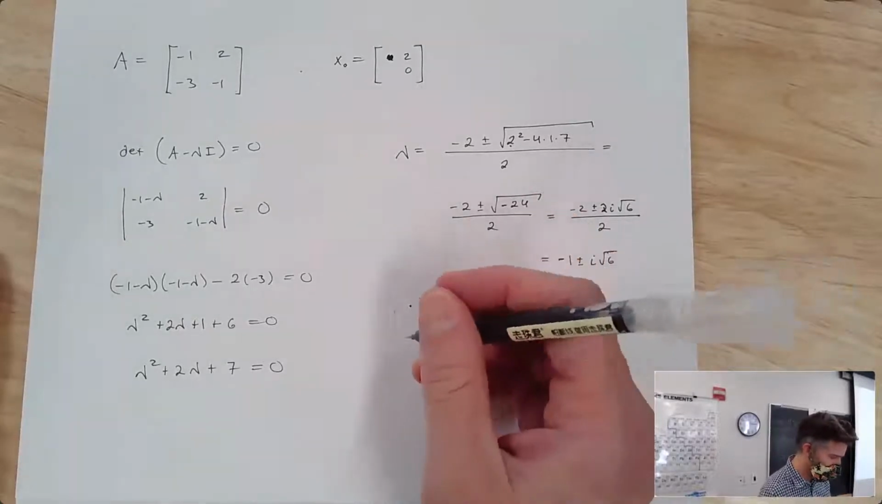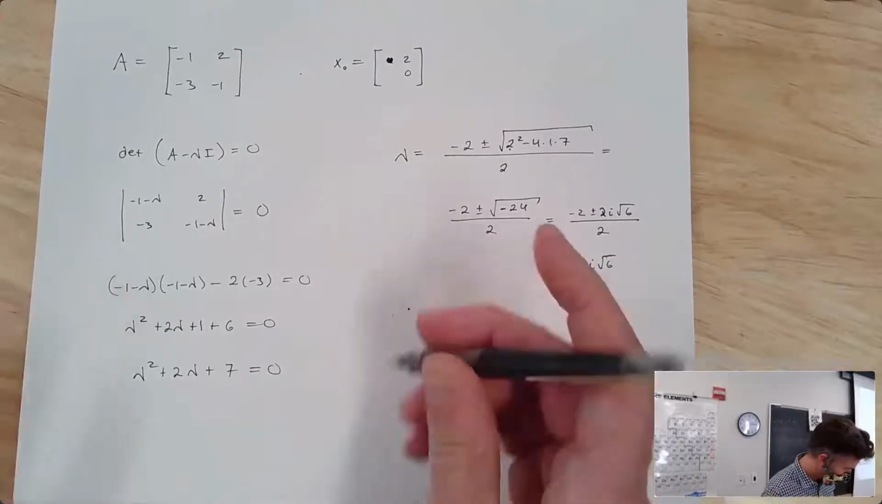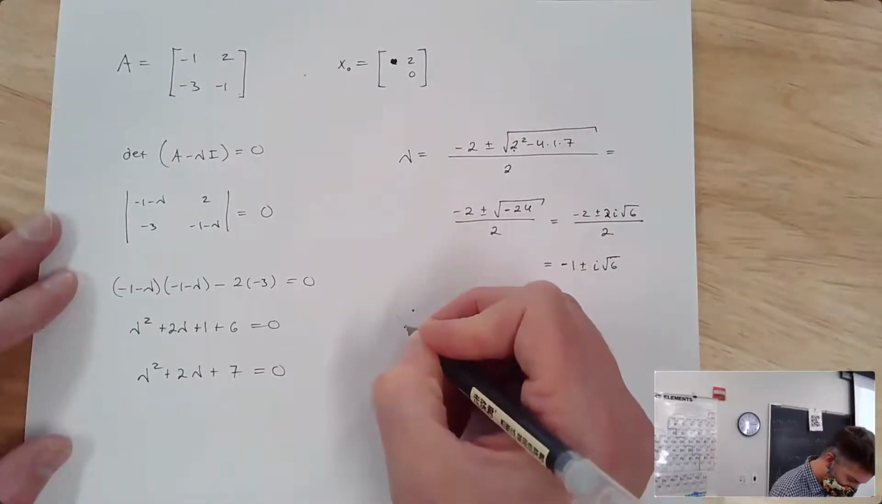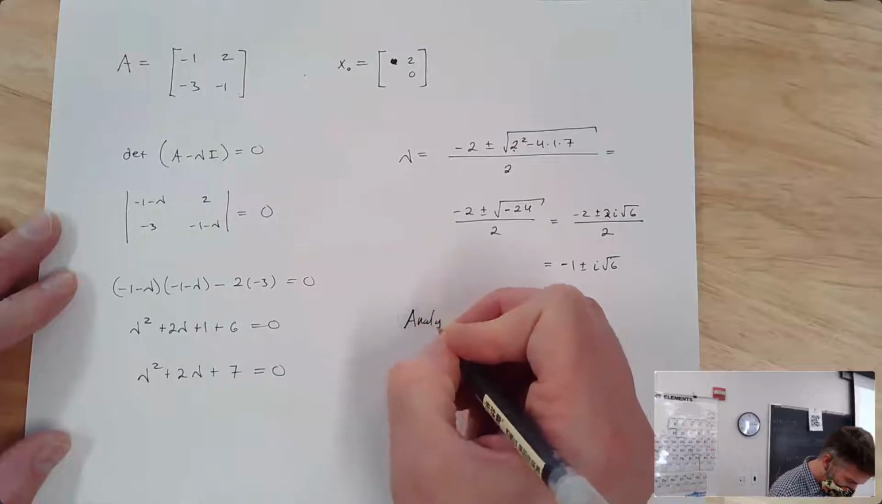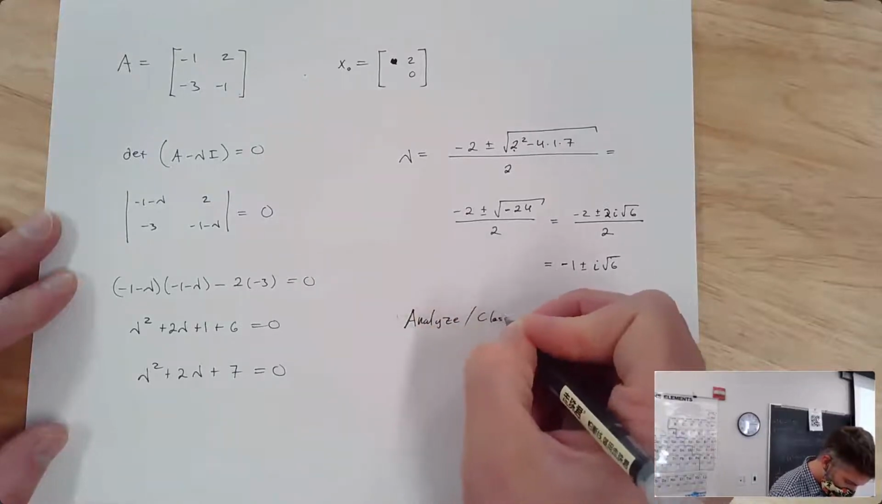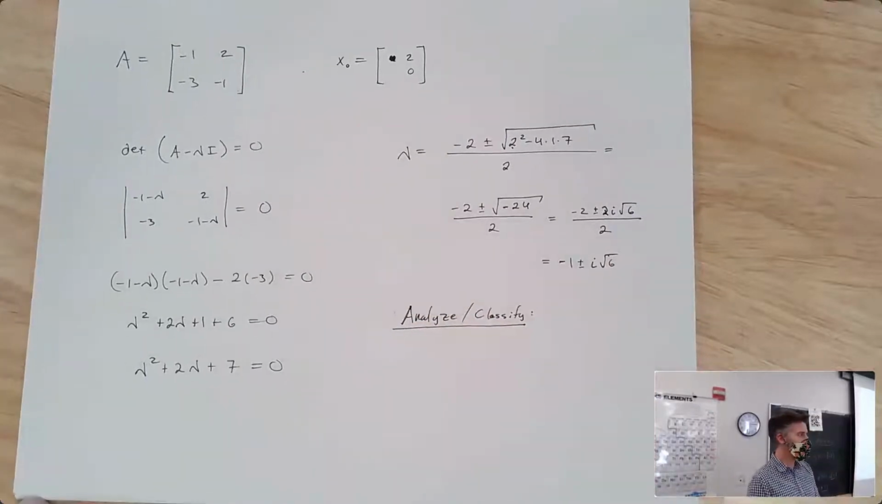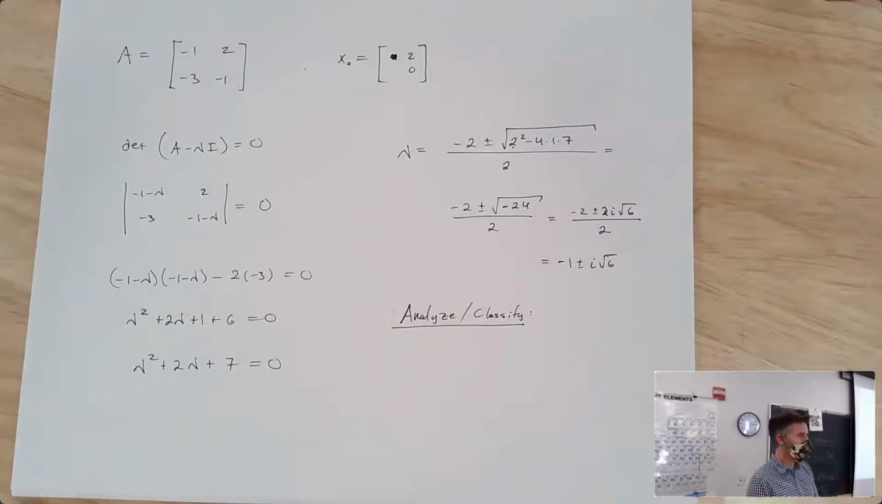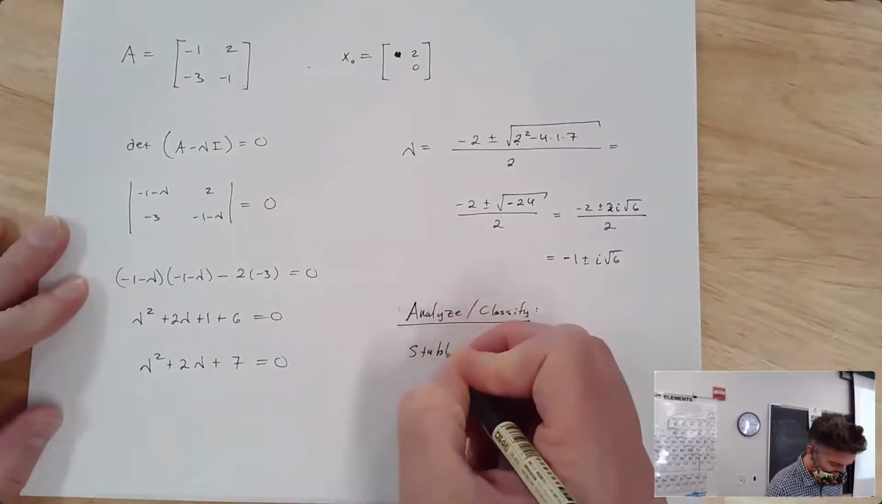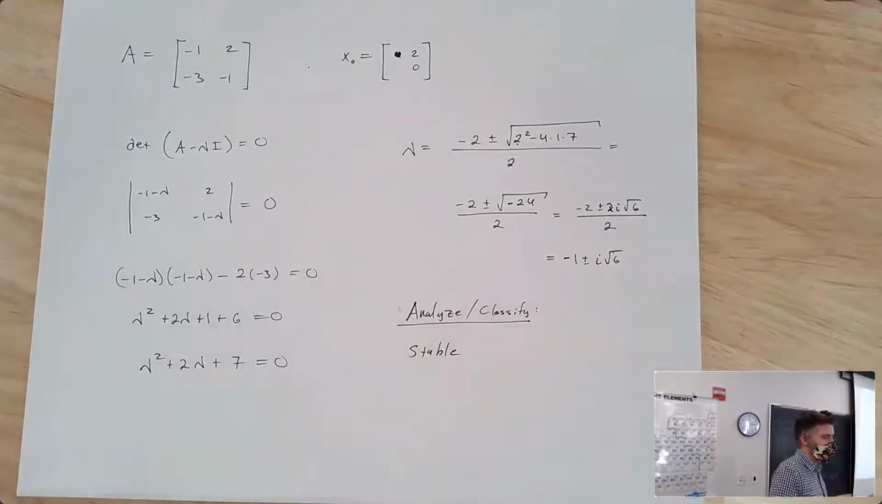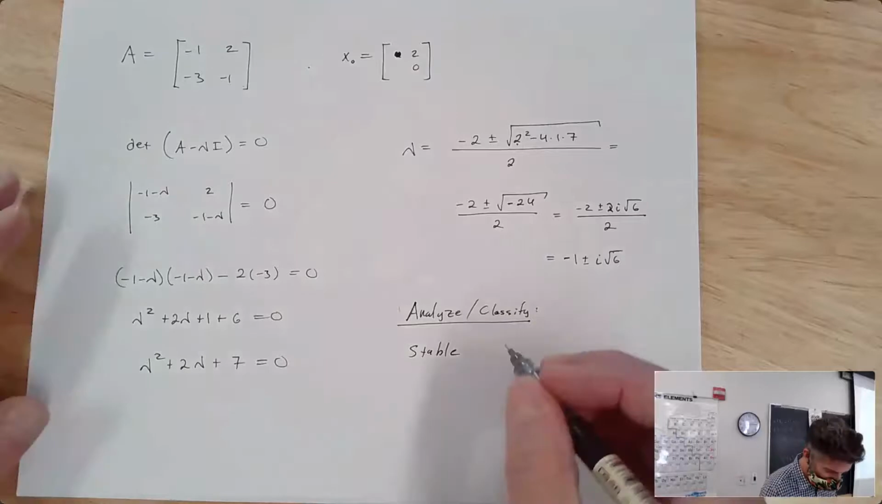The words just fail me these days. I'm sorry. We should talk about analyzing it. So analyze slash classify. All right. So stable or unstable? Stable, because the real part is negative. So it's definitely stable. But even the fact that I said the real part of something implies that it's complex or imaginary, meaning we have what sort of shape? Spiral. So we have a stable spiral.